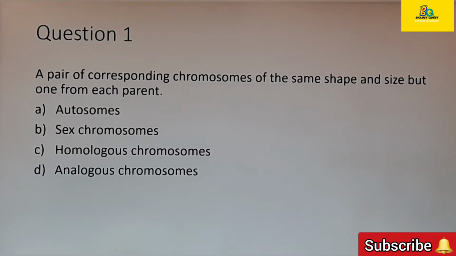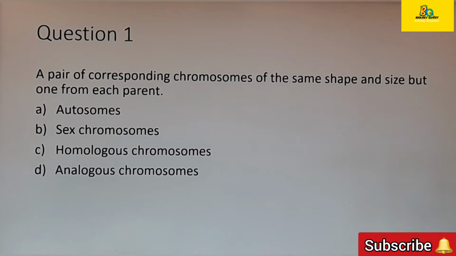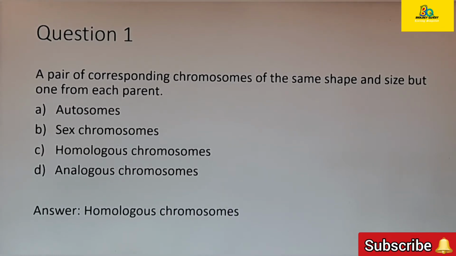A pair of corresponding chromosomes of the same shape and size, but one from each parent. Chromosome number 10 of mother, that is the maternal chromosome number 10, and the chromosome number 10 of father, that is the paternal chromosome number 10, are homologous chromosomes. So what is the correct answer? Option C, homologous chromosomes.